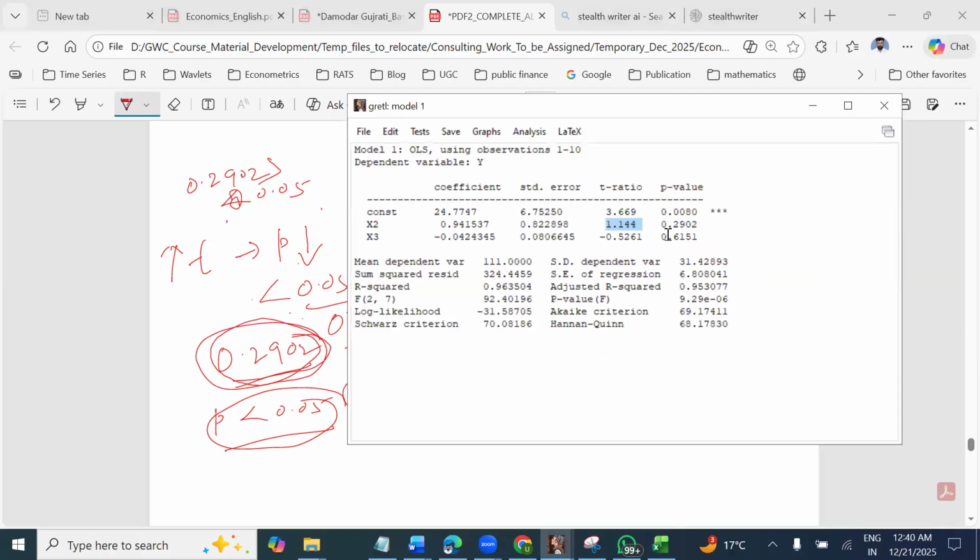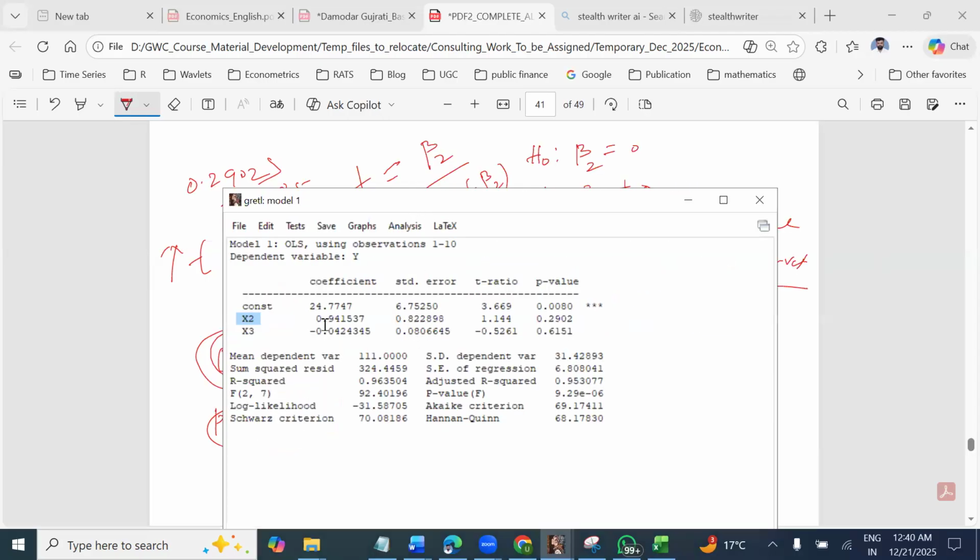So my p-value is much higher than 0.05. That is the reason I will fail to reject the null hypothesis. What is my null hypothesis? That beta 2 is equal to 0. Now you will say, sir, the coefficient is 0.94. How can I say that? Because from the t-test, I am concluding that it is not statistically different from 0. Even though you got 0.94, I will consider that it has no impact on the regression. How? Because of the t-test. Is it clear?